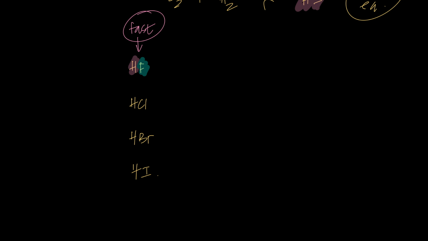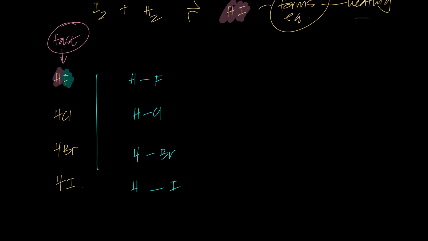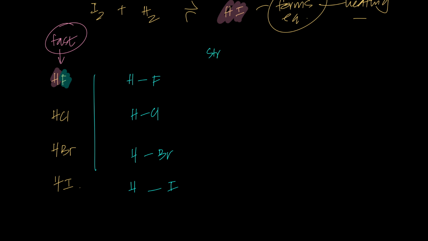Now, if I show their bonding, it's obviously H bonded to F, H bonded to Br, H bonded to I. I'm not talking about the aqueous state. I'm talking about the covalent bond. If I just talk about the bonding, my question to you is, which of these bonds is going to be the strongest? Which of these bonds is going to be the strongest? The strength of this sigma bond. These are all sigma bonds.